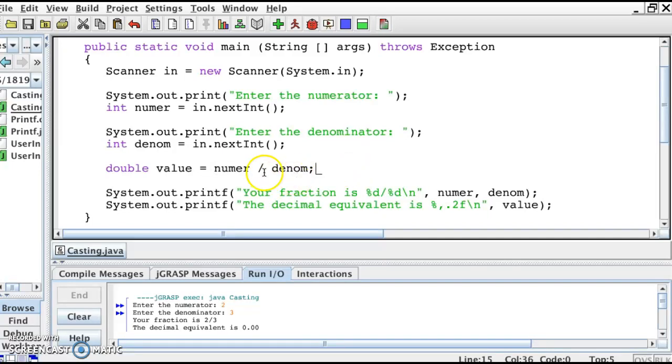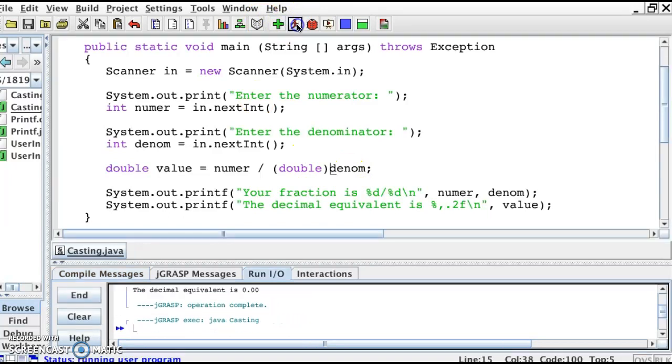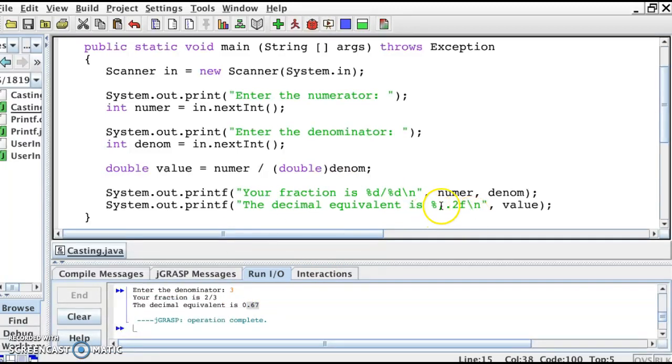I can temporarily cast one of these variables as a double. So now I have an integer divided by a double. Let's see if this fixes our problem. 2, 3. And there you can see I have a better decimal representation of the fraction. So I have my 2 decimal places here.